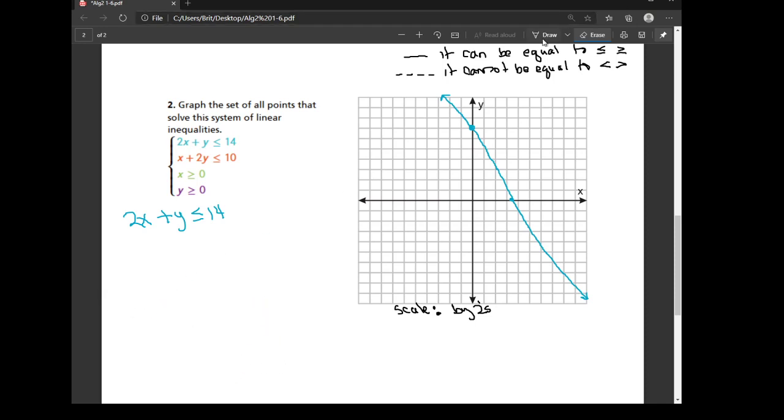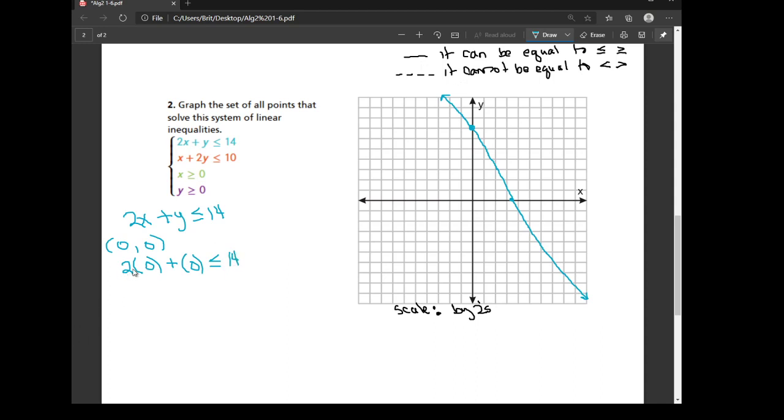So if I plug in 0, 0 and it works, if I get a true statement, I'm going to shade towards that point. But if I plug it in and it doesn't work, then I'll make sure to shade away from it, if that makes sense. So here we go. 0, 0 is right here. It's the origin, right? So I plug in a 0 for the x, so I get 2 times 0 plus, and I'm plugging in a 0 for the y, so plus 0 is less than or equal to 14.